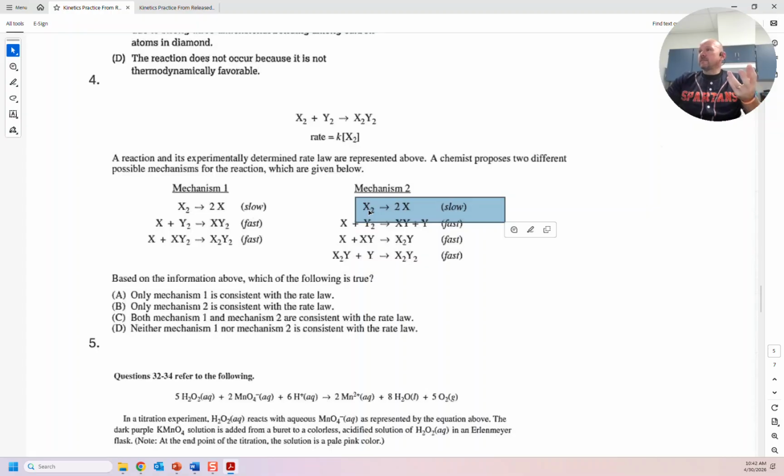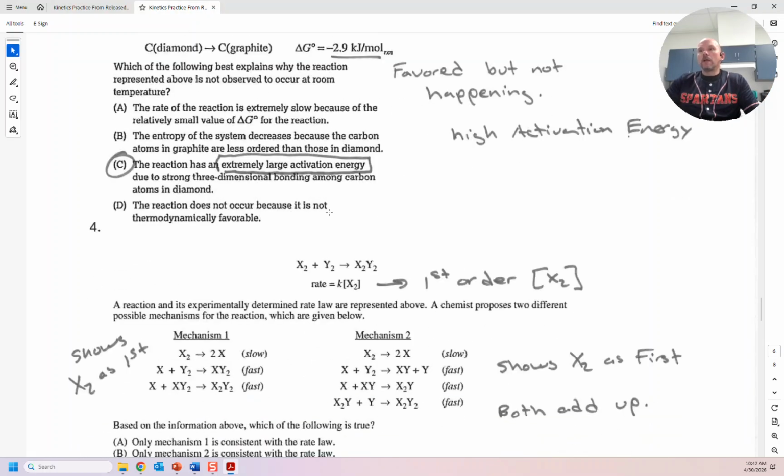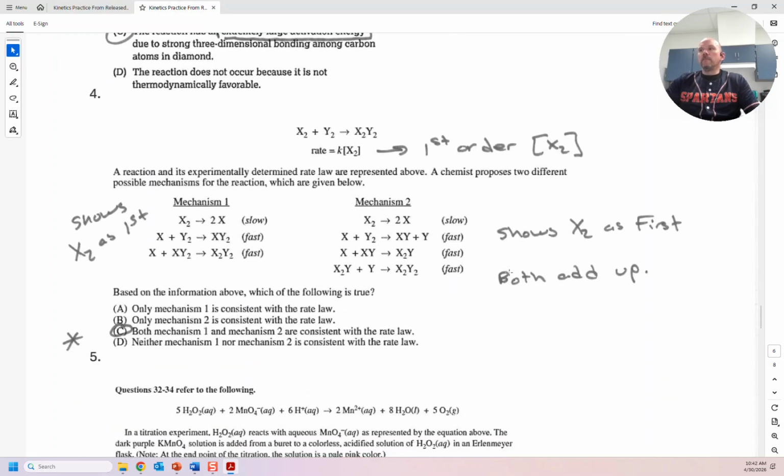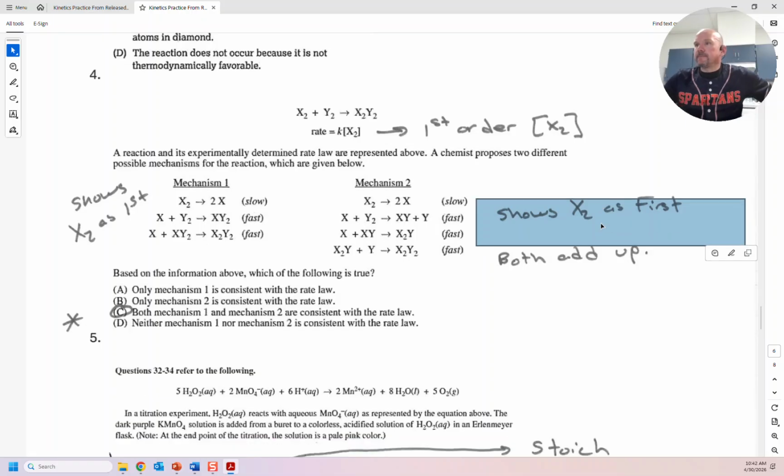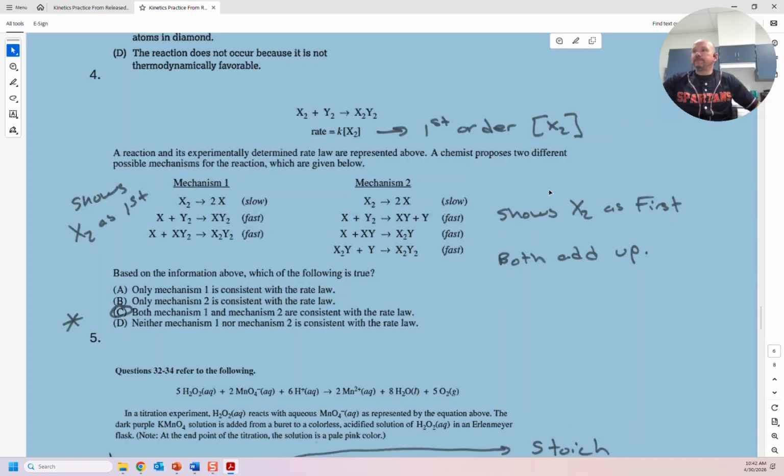So both mechanisms fit the data. So the answer is C. Both mechanisms are consistent. All right. So both add up and both show X2 as first order. Okay. So that's why they both fit.